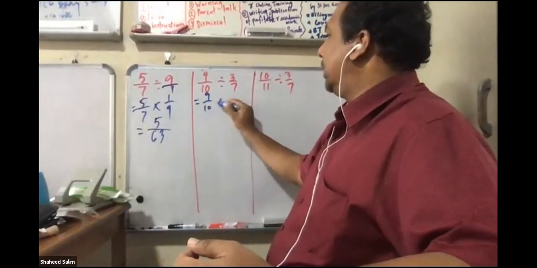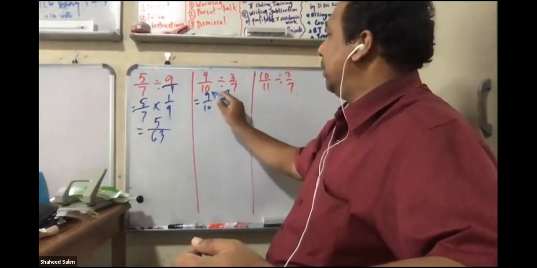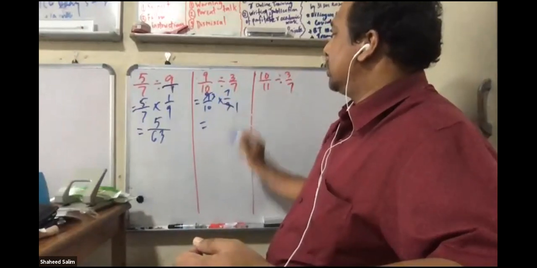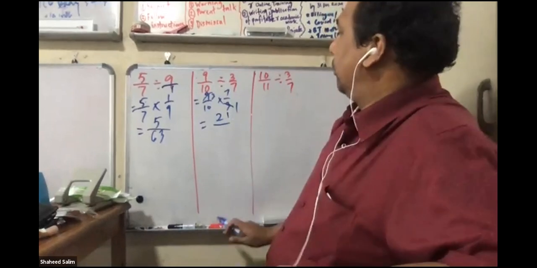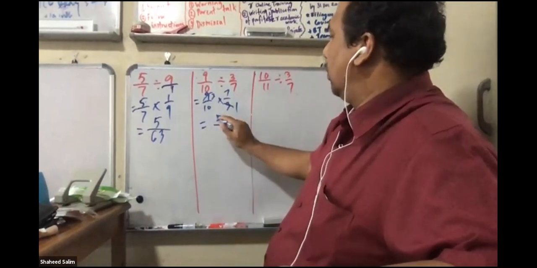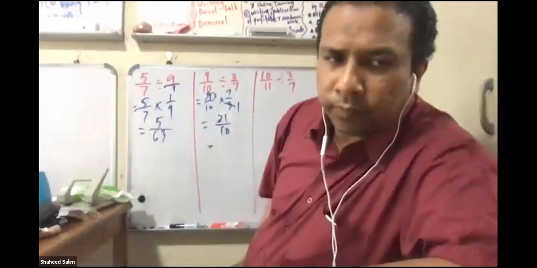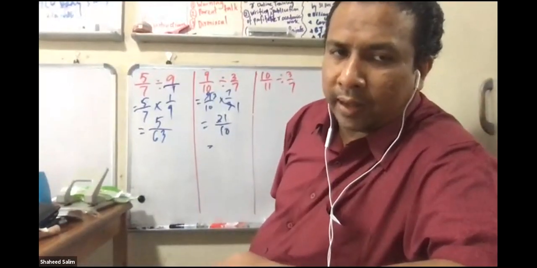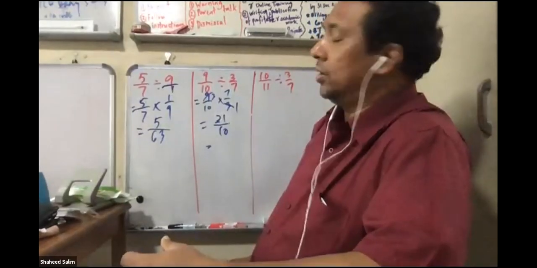9 over 10 times 7 over 3. Can divide by 3, get 1. Can divide by 3, get 3. 3 times 7, 21. Okay. 21 over 10. What was your answer, Zahin? 2 whole 1 over 10. No, right? You got 21 over 30. 2 whole 1 over 30. So something is wrong.